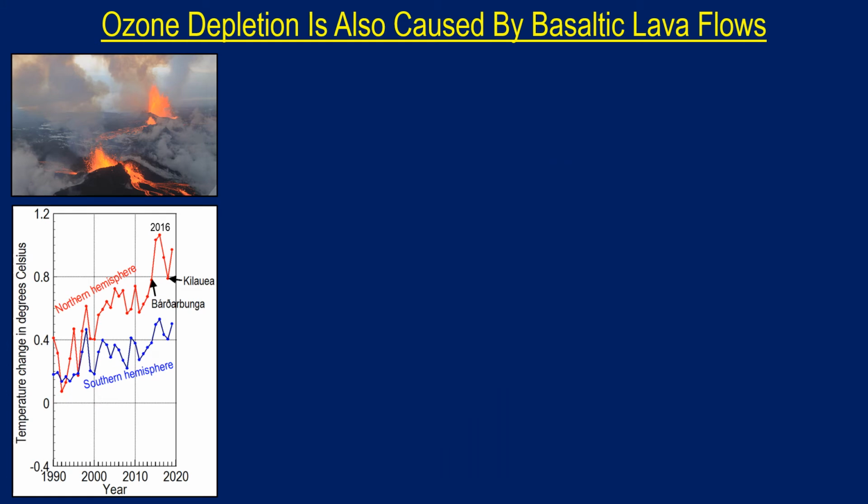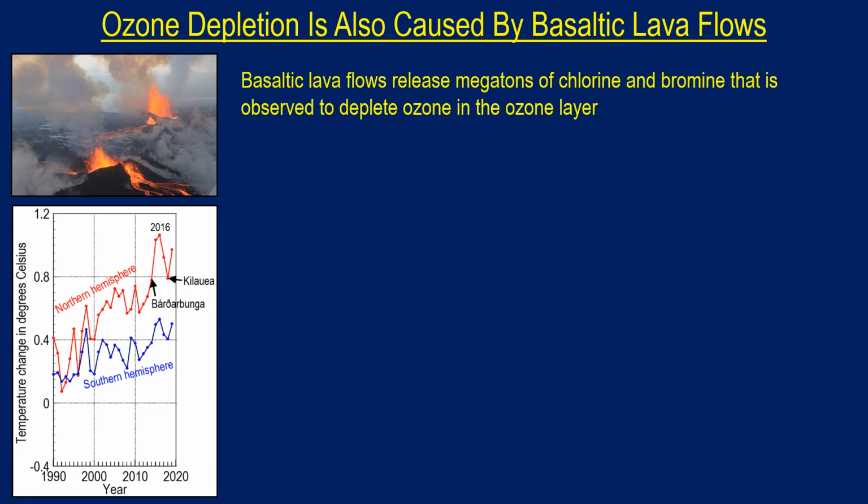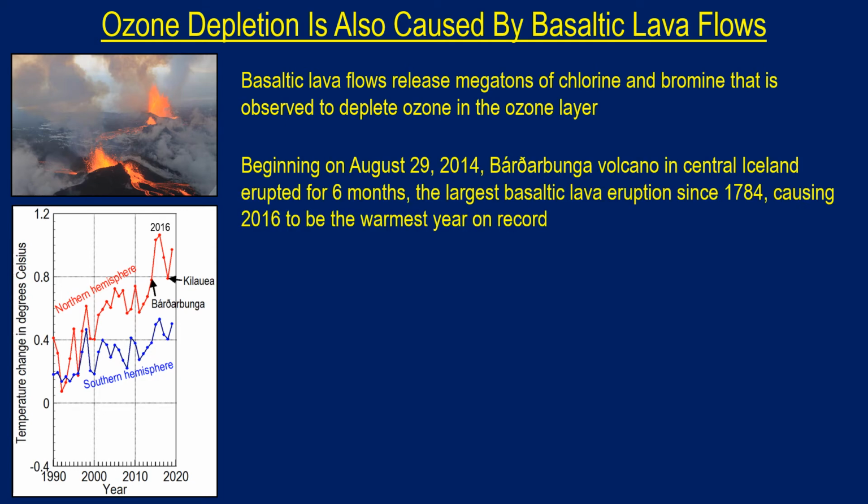Ozone depletion is also caused by basaltic lava flows. Basaltic lava flows release megatons of chlorine and bromine that is observed to deplete ozone in the ozone layer. Beginning on August 29, 2014, Bardarbunga volcano in Iceland erupted for 6 months, the largest basaltic lava eruption since 1784, causing 2016 to be the warmest year on record.